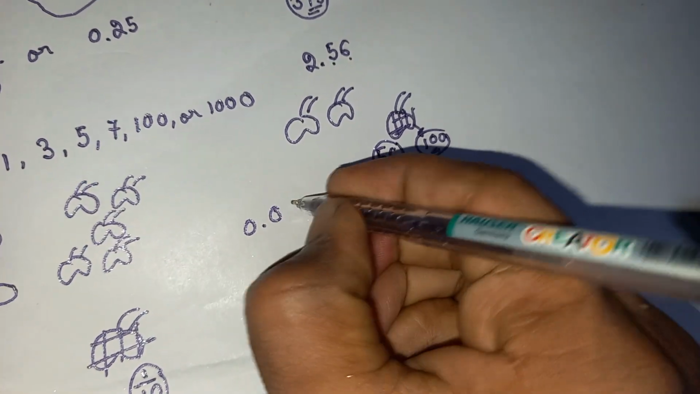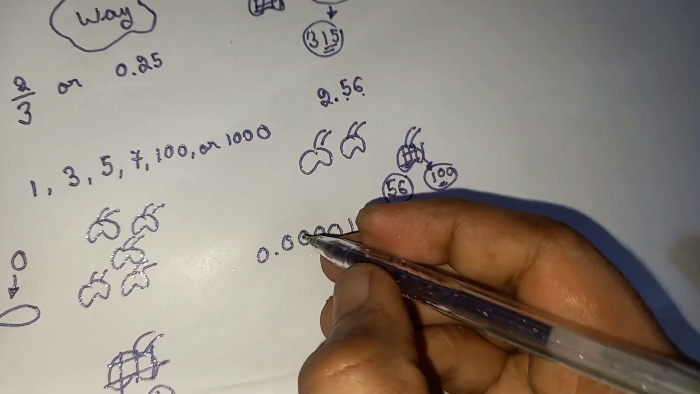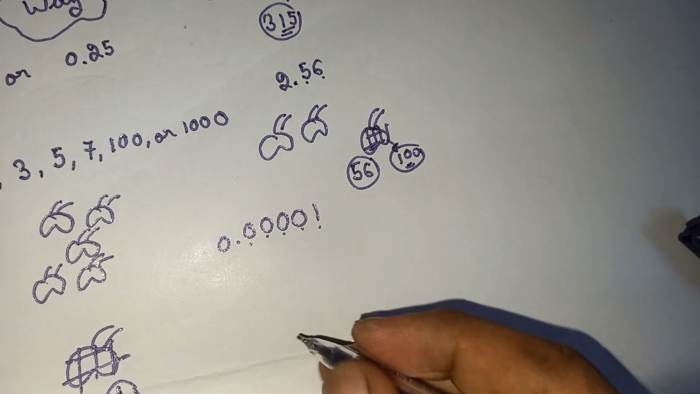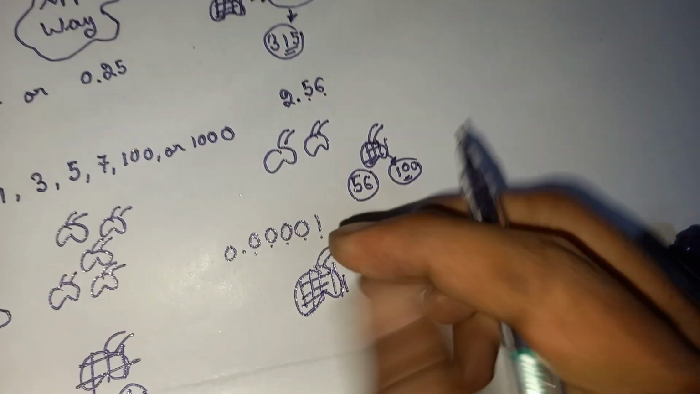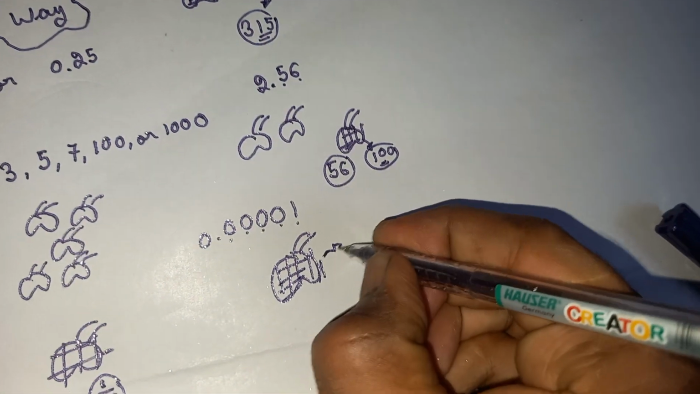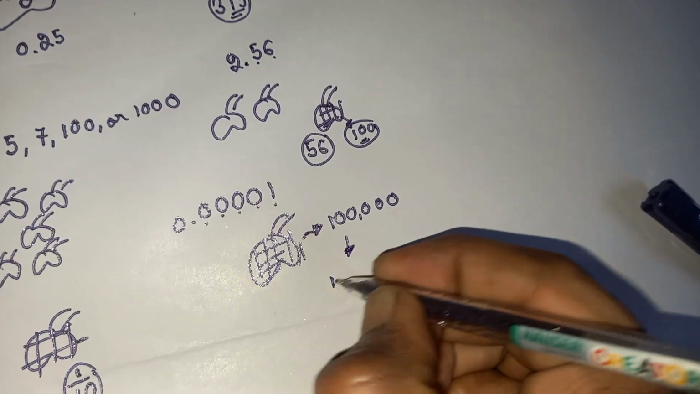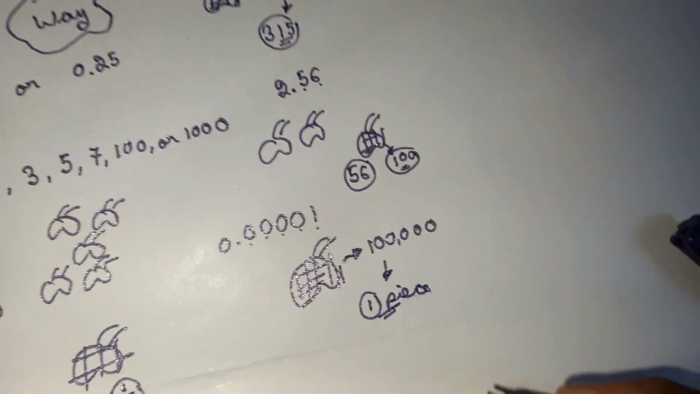And if they are giving out a number like this, 0.00001, now you need to know it: 10, 100, 1000, 10,000, 100,000. You are going to divide this apple into 100,000 very small tiny pieces, and in those 100,000 pieces you are just taking a single piece, that is known as 0.00001 of it.